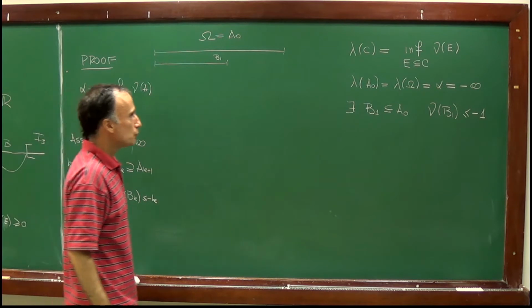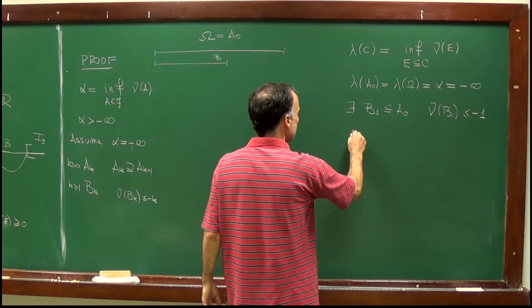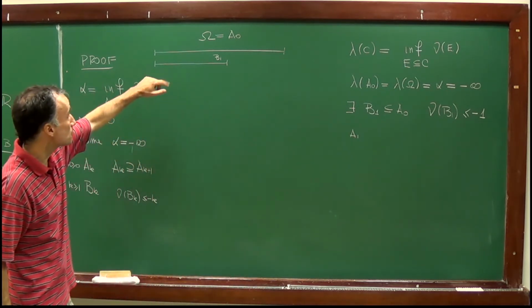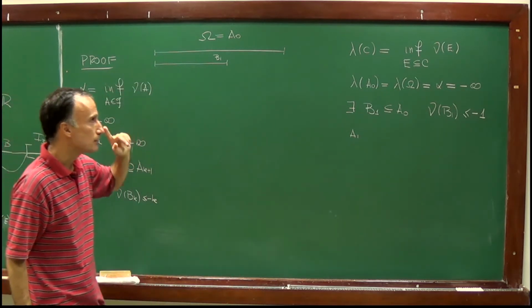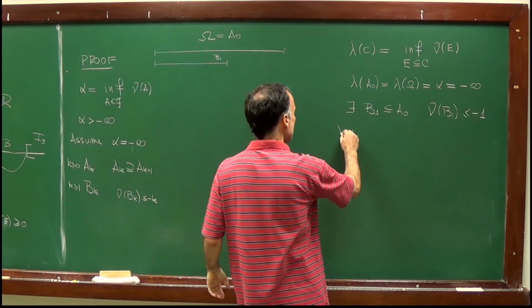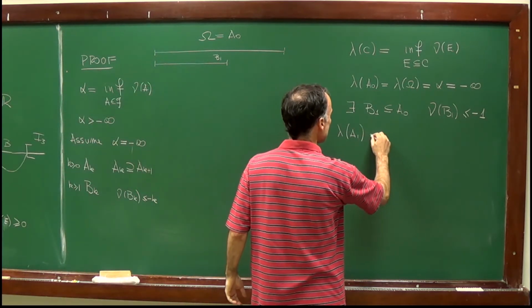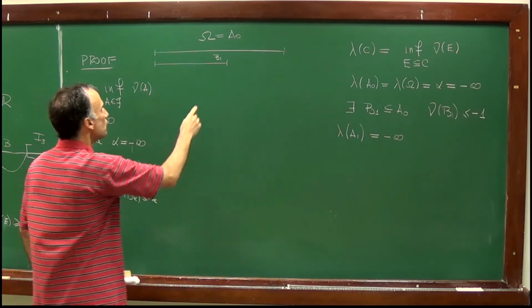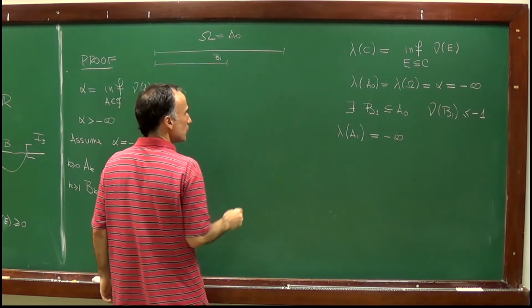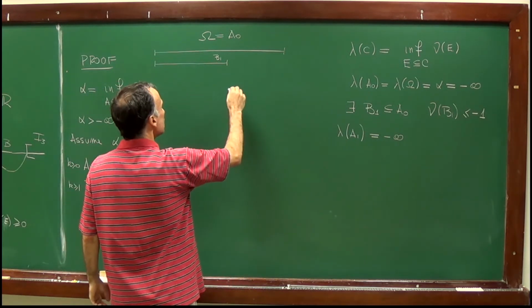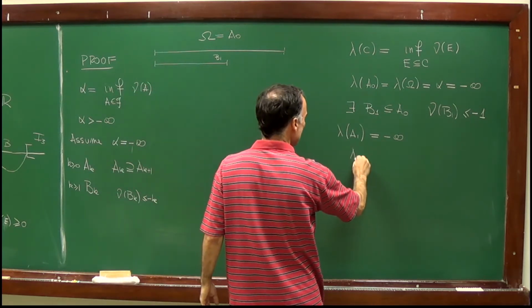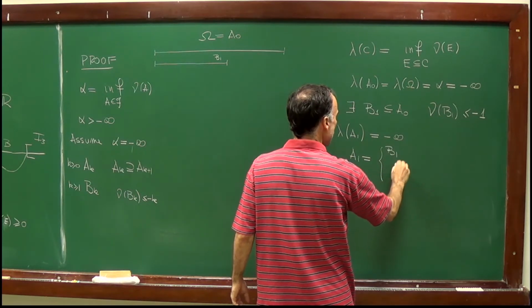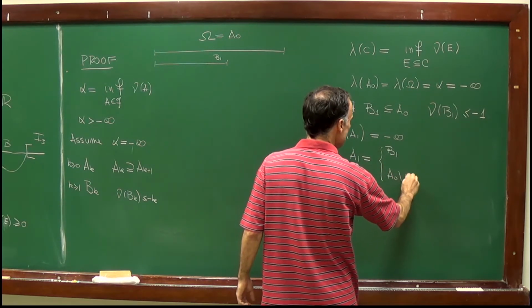And now I want to define A1. And the property I want is that A1 will be a subset of A0, but the important property which I want to explore is that lambda of A1 is minus infinity. So A1, we will have two choices for A1. It will be either B1 or it will be A0 minus B1.